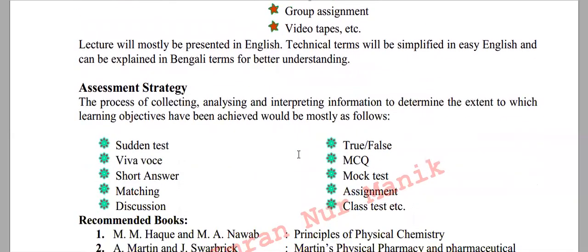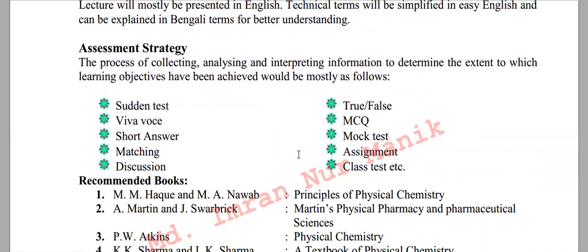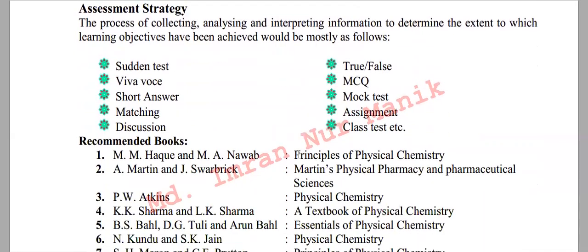Okay, how will you be evaluated? That means after delivering the lecture, how can you judge yourself, and how will we judge whether you are learning well or not? For the judgment of your learning progress, there should be a short test, maybe viva voce, short answers, matching, discussion, true false, MCQ, mock test, assignment, class test, etc. There should be a class test. Definitely, there will be class tests and assignments, and other things may not be definite for every class, but these things will be implemented throughout the entire semester.